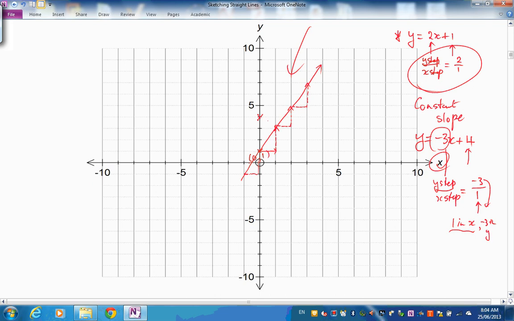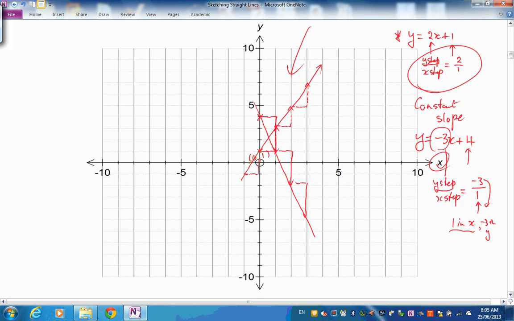Let's do it. Let's start here. Go across 1 in the x. And now we've got to go down 3 in the y. Down to there. 1 in the x and neg 3 in the y. 1 in the x, neg 3 in the y. Hey, that's what makes the line straight, this constant gradient.